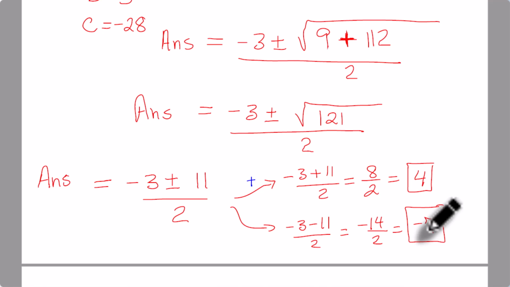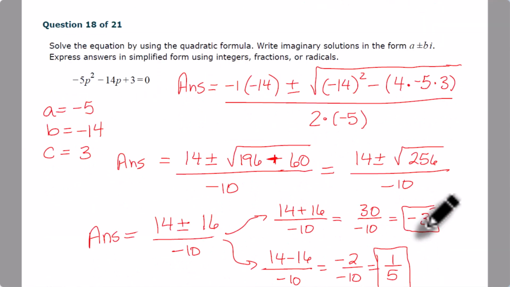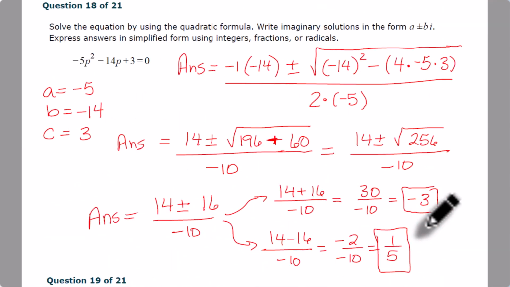And if you remember geometrically, it's telling me where my U-shaped object is crossing on the axis. All right, question 18. Well, let's see. I got a minus 5p squared minus 14p plus 3 equals 0.